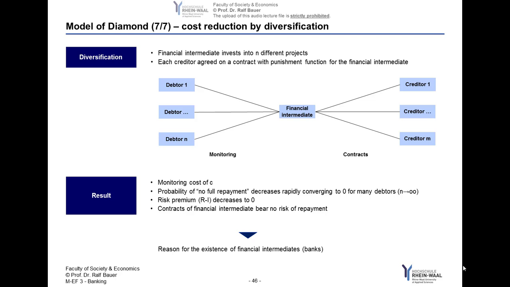So banks exist mainly because of the transaction costs and because of their ability to grant more than one loan, to grant a loan portfolio, and therefore have at the end on average a reduced risk. That is the end of our chapter number 2, theoretical background, the end of the teaching.